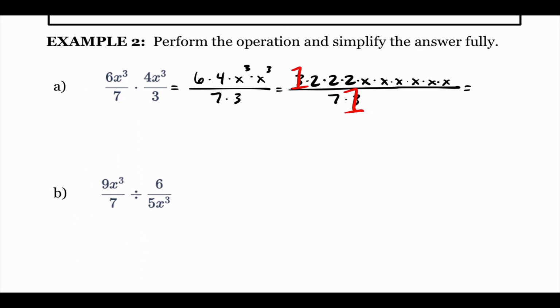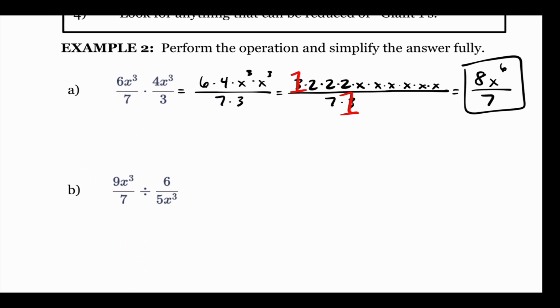Cancel out the 3. So on top, I get 2 times 2 times 2, which is 8. X to the 6th over 7. Okay. None of the x's canceled out.